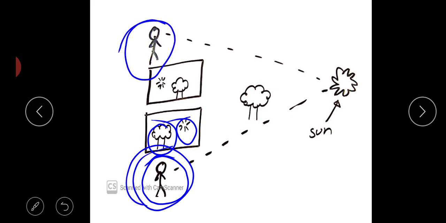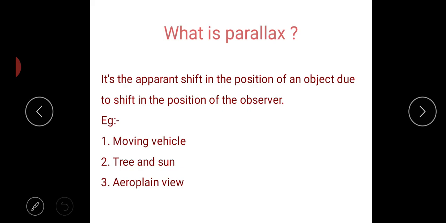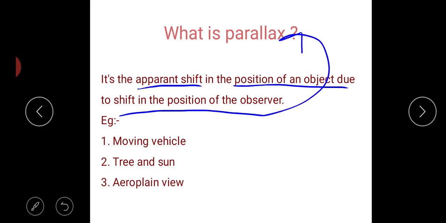Parallax is the effect of the observation. So if you are standing towards the left, this person can see that the tree is towards the left of the sun, but the observer towards the right can see that the tree is towards the right side of the sun. So I can say that it depends on the observer, wherein the sun and the tree are in a fixed position. The observations are changing, that is from the left and from the right. So the apparent shift in the position of the object due to shift in the position of the observer is called as parallax. I hope you all understood what is parallax.